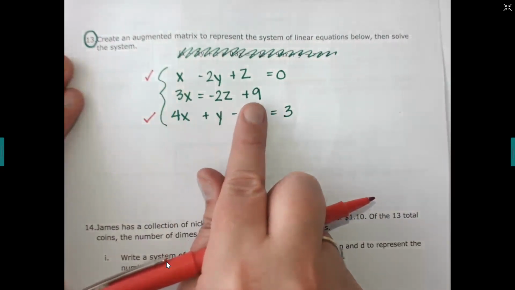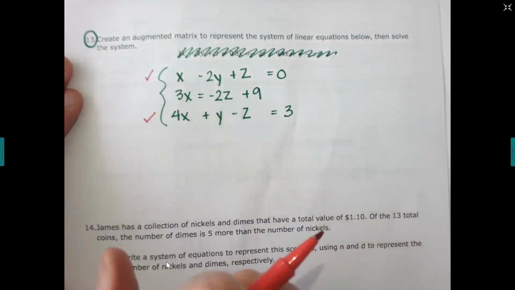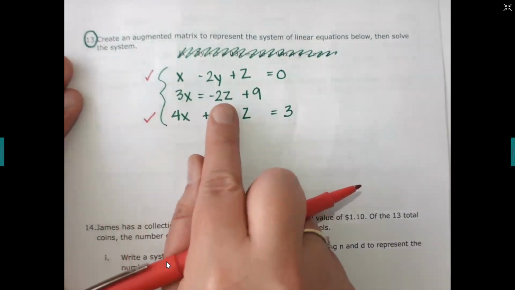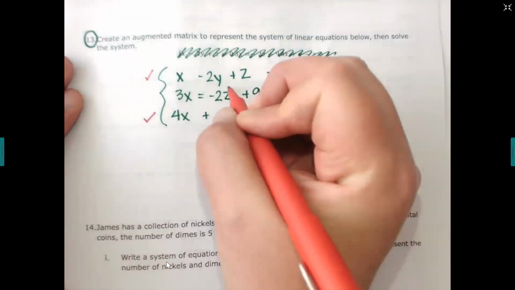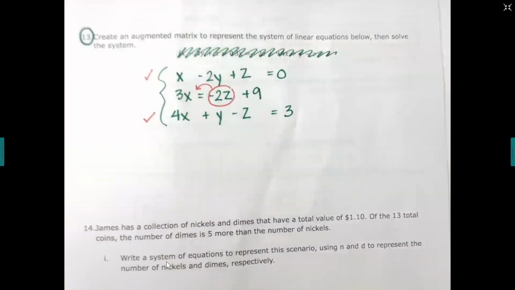Now, who's on the wrong side? Is the 3x on the right side? The 3x is on the right side, but what about the 2z? And so if it's gonna have to cross over, what do you have to remember to do if it's a minus 2z? Add it to a plus 2z.